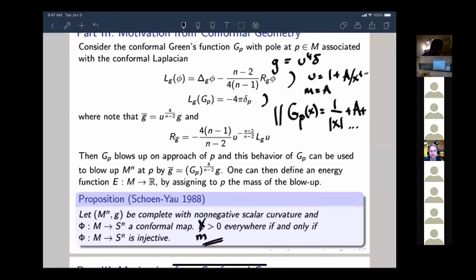So when you use the Green's function, this is a different A. I should write it as, say, B. Then when you evaluate the mass of this new metric, the mass shows up as being the next term in the expansion of the Green's function. So not the 1/x term, but the next term along, so B in this expansion. Is that clarifying?